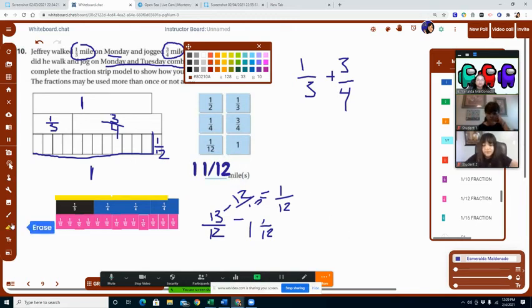All right, so that was number 10, adding with fraction strips. You could always verify by changing the denominator, writing the equivalent fractions, and adding it.